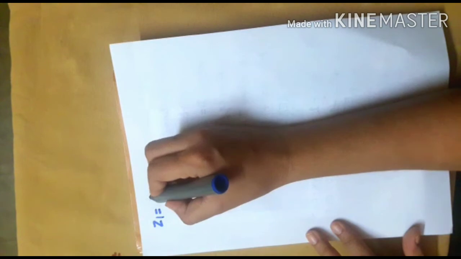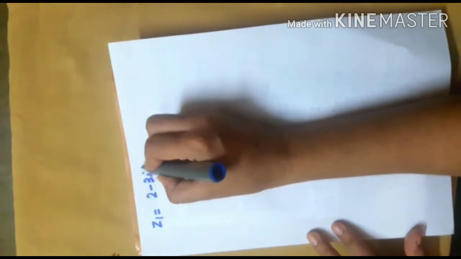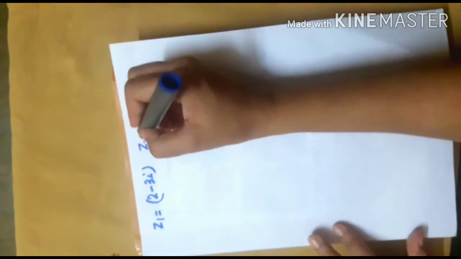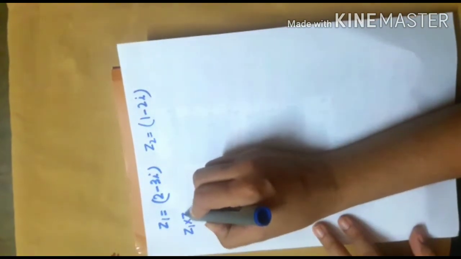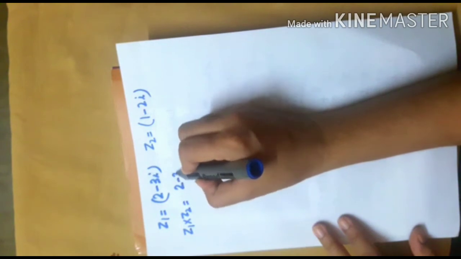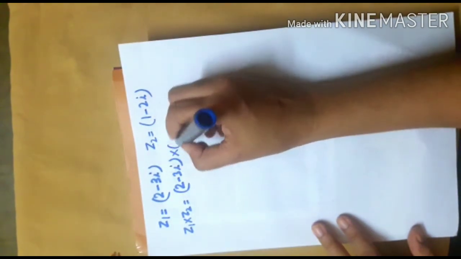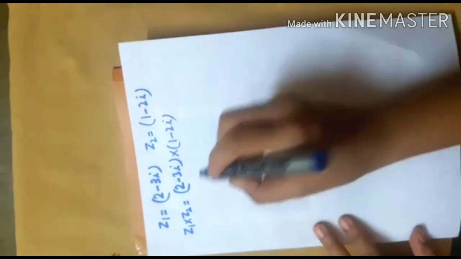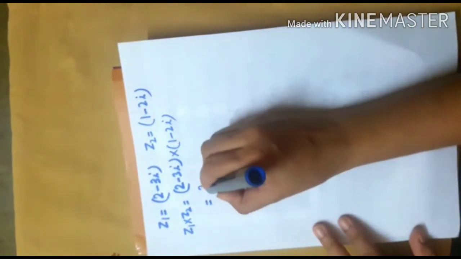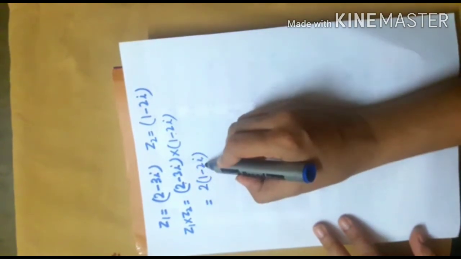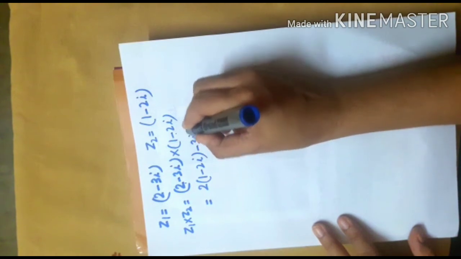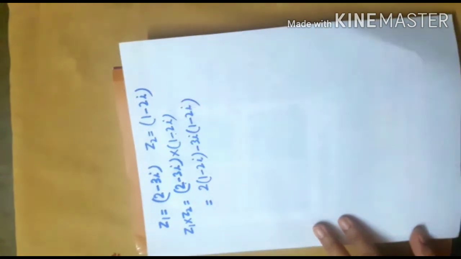Let's take another example. Yes, Z1 is 2 minus 3 iota. Z2 is 1 minus 2 iota. I need to find out Z1 into Z2. So it's 2 minus 3 iota into 1 minus 2 iota. Yes, use the distributive law. This 2 will be multiplied with this term, that is 2 into 1 minus 2 iota. Then minus 3 iota will be multiplied with this.